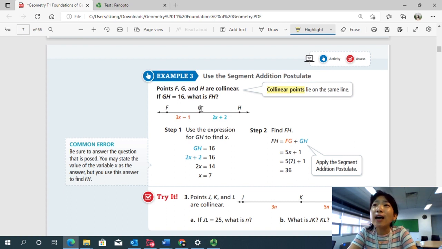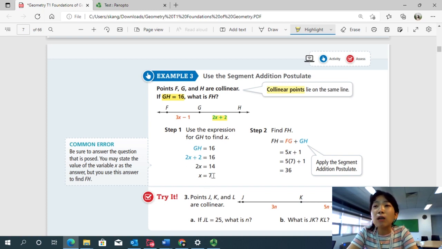So if GH is 16, so distance of GH is 16, what is FG? But they don't tell us the coordinates of FG and H. How do we figure it out? Well, we have the information that GH is 16, which is also represented by the expression 2x plus 2. So we know that 2x plus 2 must be 16. So 2x plus 2 is equal to 16.